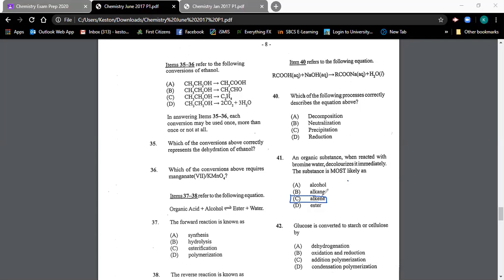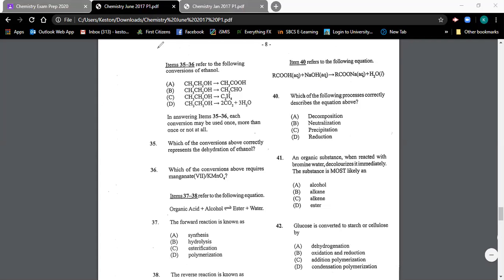Acidified potassium manganate, right? If the double bond is present, you'd have rapid decolorization. So bromine vapor, bromine and water, or sometimes tetrachloromethane, and there's also acidified potassium manganate. For the bromine, you have a rapid decolorization of the solution. Same thing for the acidified potassium manganate, and same thing for bromine vapor. So alkene. This is a test for saturation and unsaturation.